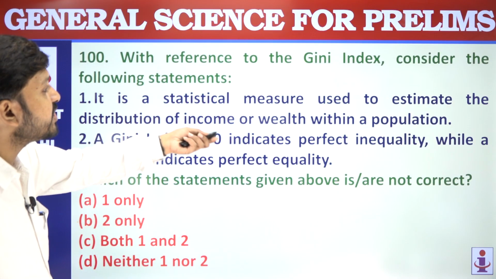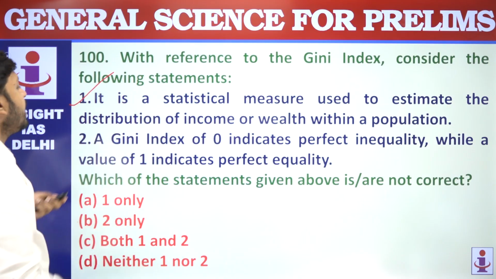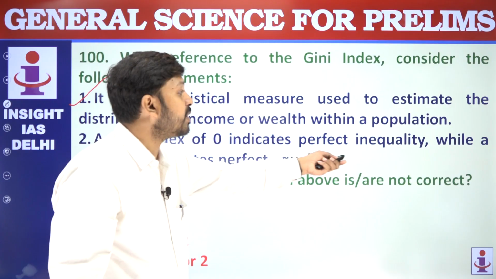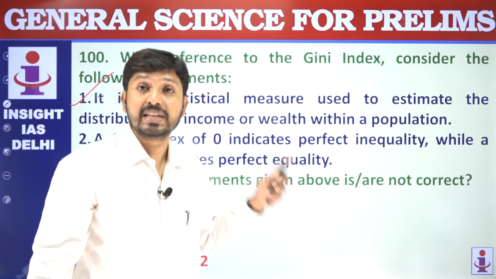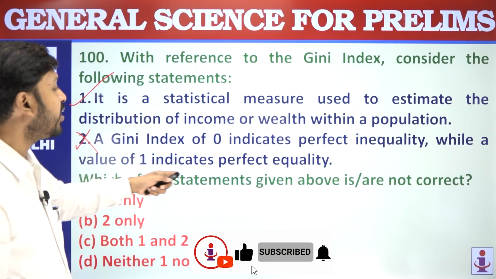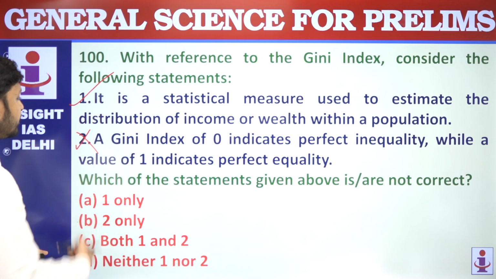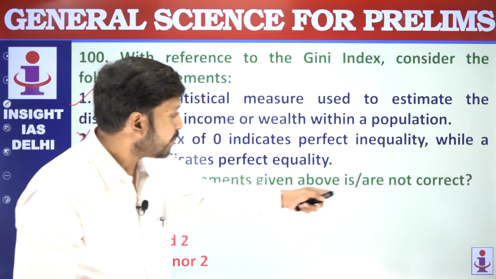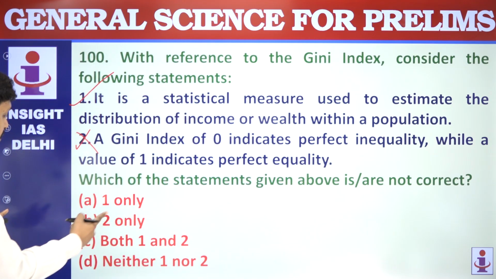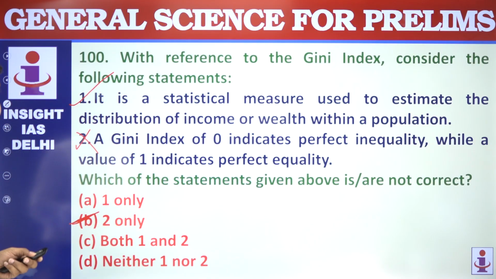It is a statistical measure used to estimate the distribution of income or wealth within a population, right? A Gini index of 0 indicates perfect inequality. No, 0 indicates equality. So this one is wrong, and while a value of 1 indicates perfect equality, they have given it reversed. So the wrong one is the second statement. Which of the above is not correct? They are asking for the not correct one, so the second one. So this is the answer.